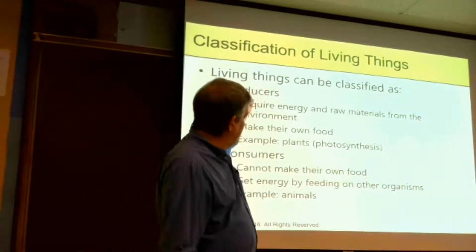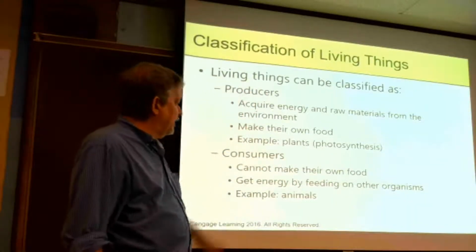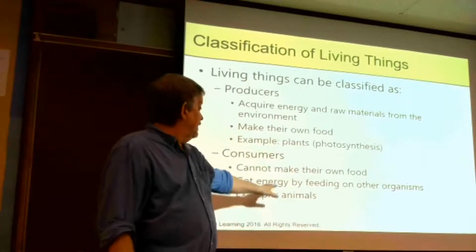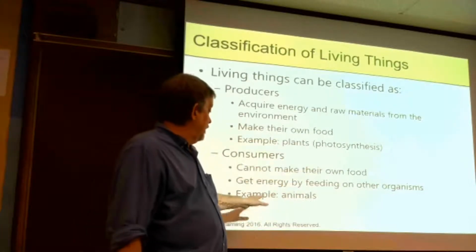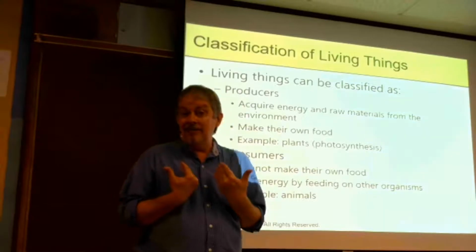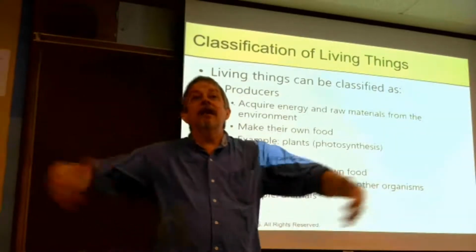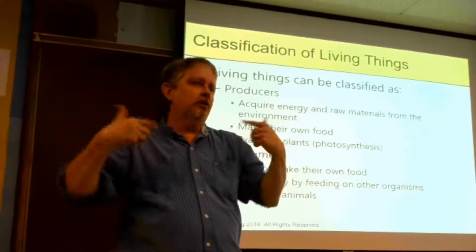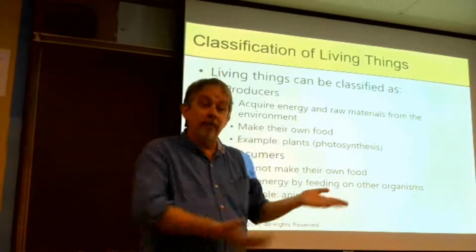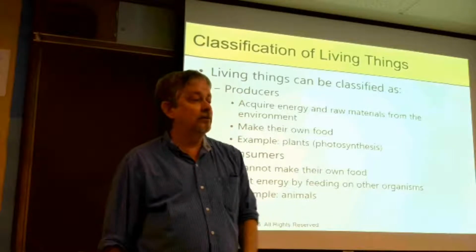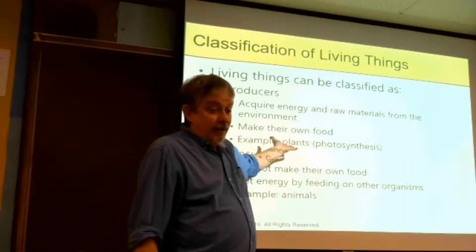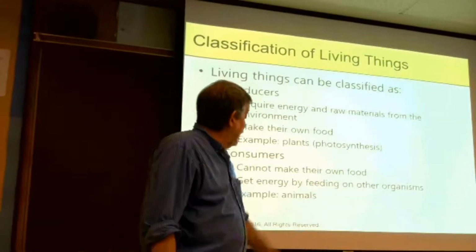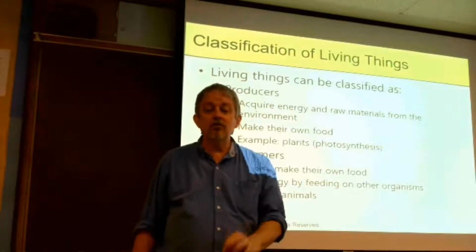Everything else that is not a producer is called a consumer. They can't make their own food. They get energy by feeding on other organisms. So animals, that's us. We can't go out into the sunlight and spread our arms out and absorb the sun and convert that into sugar. We can't do that. Only the plants can do that. Bacteria can do that too. But we are classified as consumers. So know those two terms.